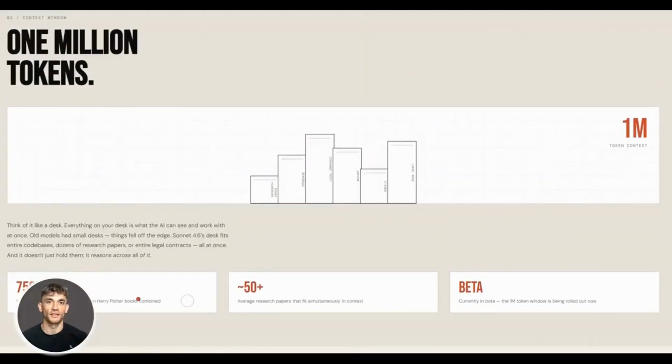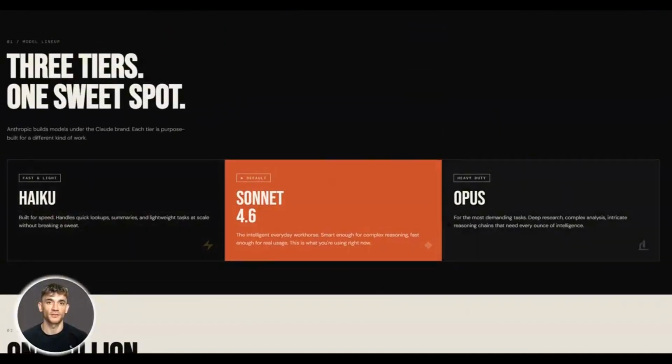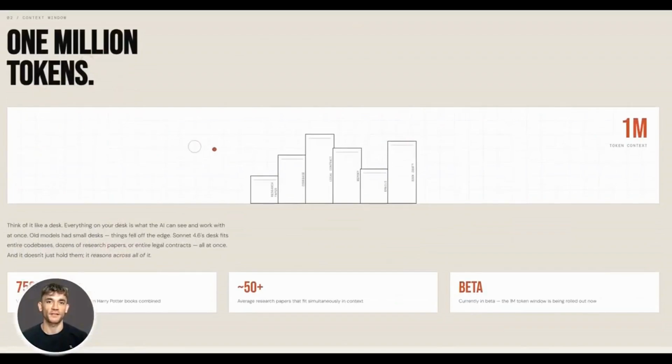Claude Sonnet 4.6 now has a 1 million token context window in beta. 1 million tokens is roughly 750,000 words. That's entire code bases, dozens of research papers, or a long legal contract all on that desk at once. And Claude can reason across all of it.